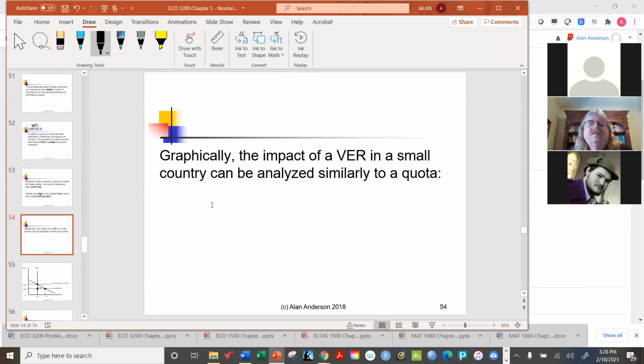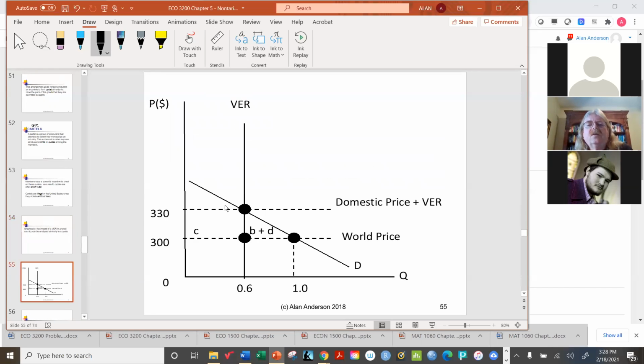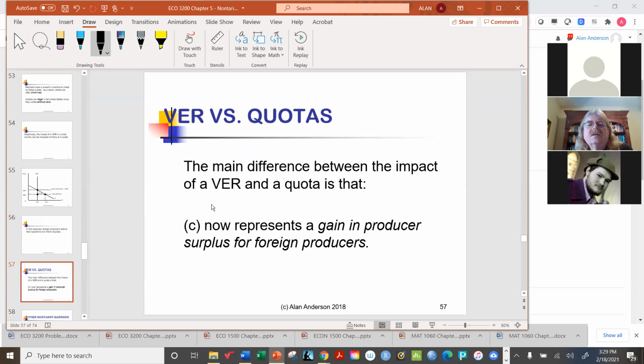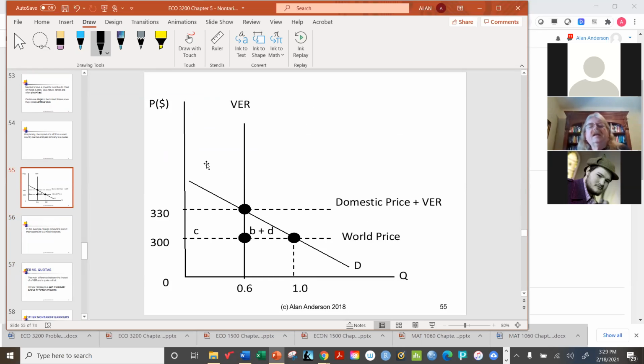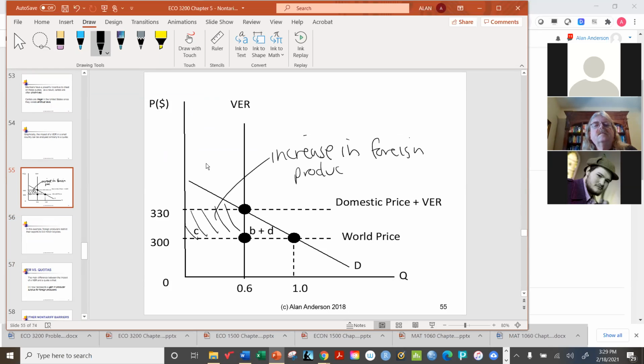So therefore, this VER is very much like a quota, as you can see. The difference is that the C that we're always wondering where it is going, this actually ends up being an increase in foreign producer surplus. The B plus D is the usual deadweight loss to the domestic consumers because of the restrictions on trade and the higher prices.